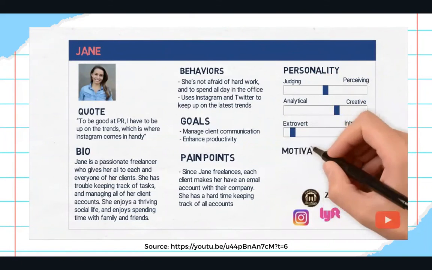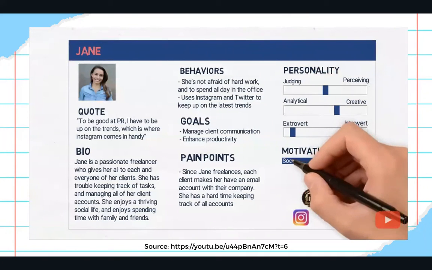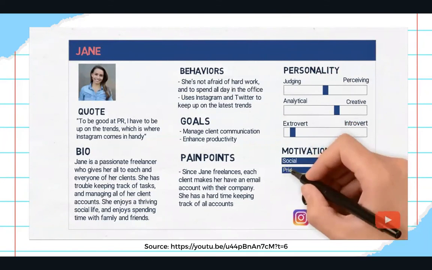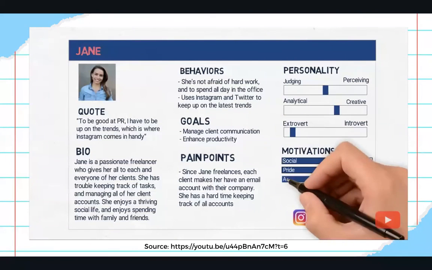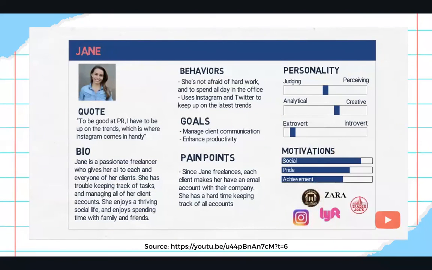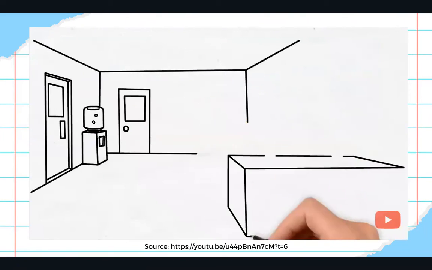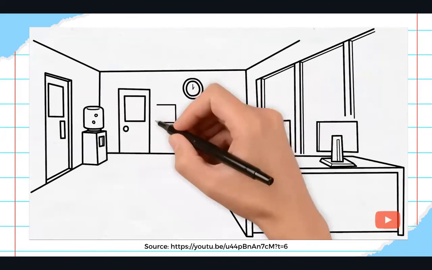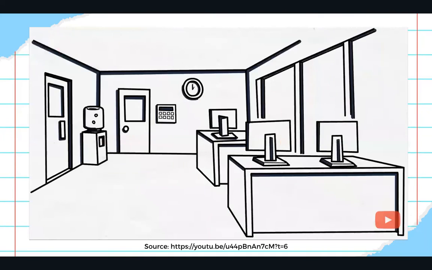Lastly, we want to understand their motivations. It can be beneficial to show this in a more visual way so you can easily see what drives your persona. Jane has a sense of pride in her work and is motivated by the social interaction she has with family, friends, and coworkers. Once you have completed your persona, post it all around your office. Try to make it as obvious as possible so people are constantly referring to it.